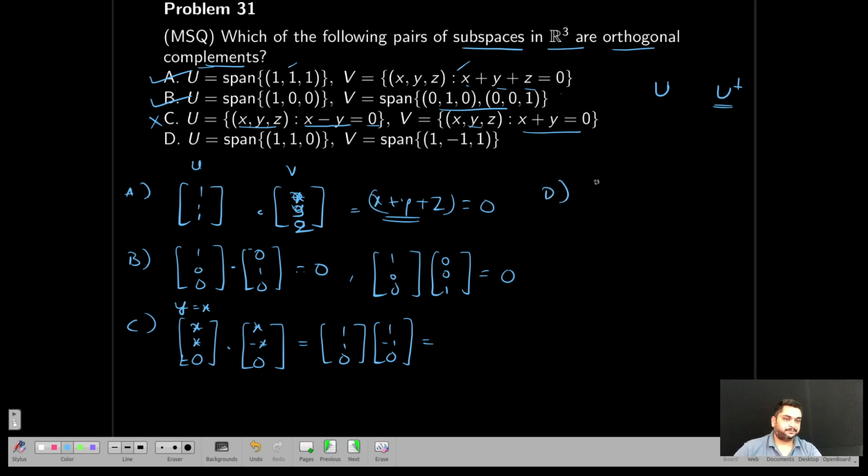Next, D. Span of 1, 1, 0, and U is 1, minus 1, 1. So again 1 into 1 is not 0. So this is also not an orthogonal complement. So A and B are the answers.